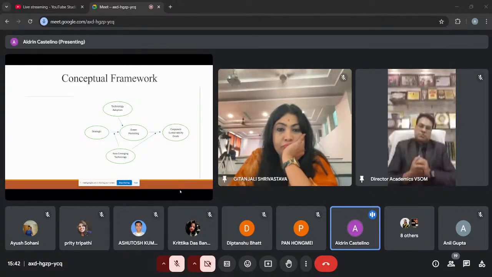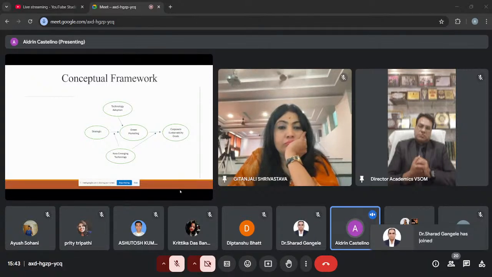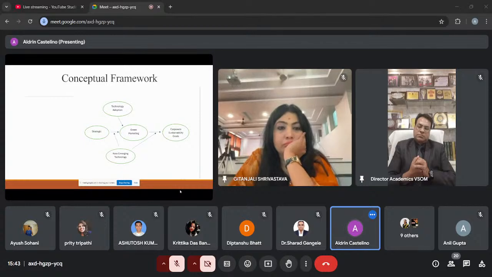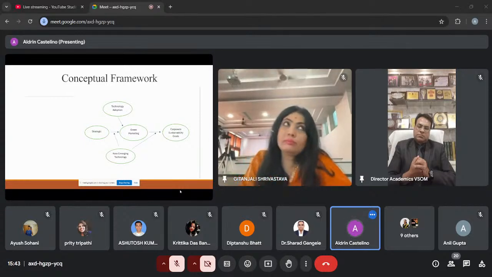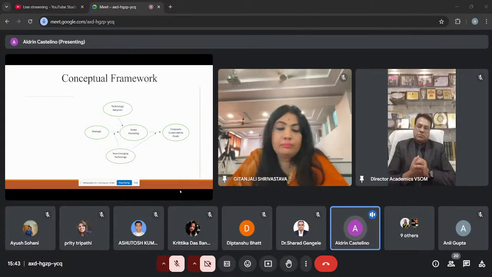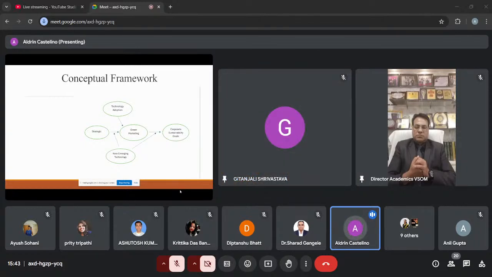The second is new emerging technologies. Since technology has multiple facets, for example, to create various engagement programs in marketing, you have artificial intelligence, data analytics, chatbots, and avatars that you use. We have also incorporated technology adoption as one of the elements, whether our marketing managers or firms are adaptable to using technology to engage in marketing activities as part of their strategy.